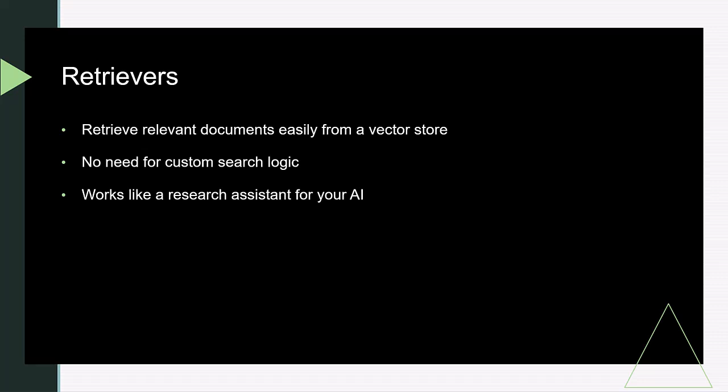Simply put, a retriever makes it easier to pull relevant documents from a vector store without manually writing low-level search logic every time. It's like giving our AI a little research assistant who knows exactly where to look.